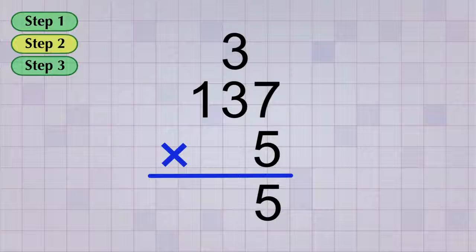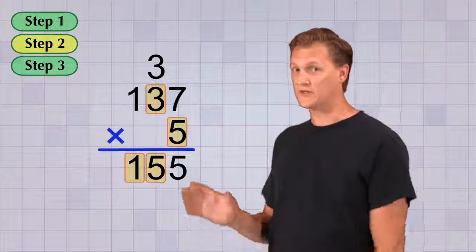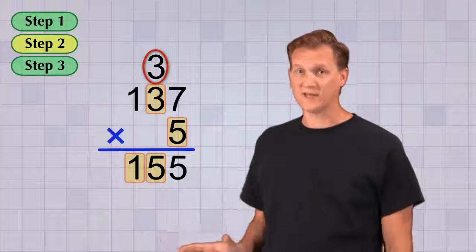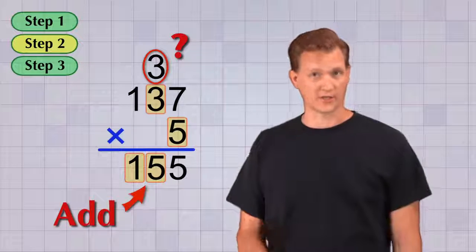Now it's time for the second step. We multiply the bottom digit 5 by the next digit to the left in our top number, 3. So 5 times 3 equals 15. But wait a second. There's that 3 we carried up to the top from the last answer. What do we do with that? Well, we need to add it to the answer that we just got.